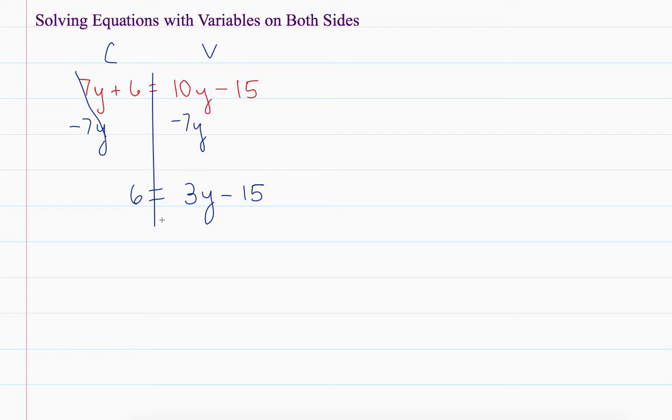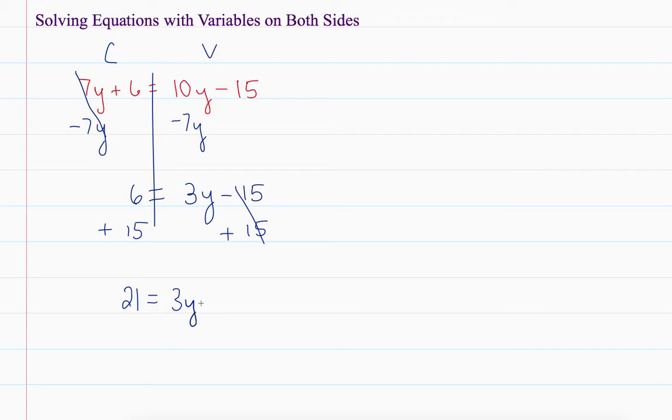Now on this left side I have just a constant here, and I have another constant over here of negative 15. So let's get rid of that negative 15. Let's go ahead and add 15 in order to get rid of that. So add 15 over here. Now negative 15 plus 15 cancels out. That gives me 0. Over here, 6 plus 15 gives me 21. So I'm left with 21 on this side, equal sign, and then I have a 3y left on this side.